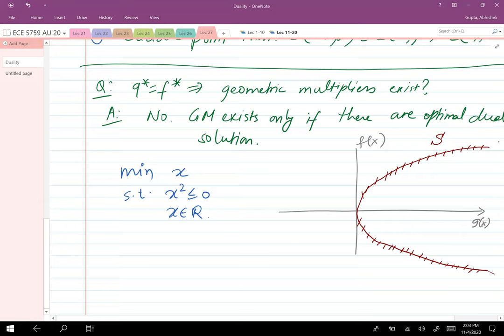So as you can see, the only hyperplane such that S is in the positive half space is a vertical hyperplane, which is the y-axis. Okay. So therefore, there is no geometric multiplier here. But let's try to see it mathematically.